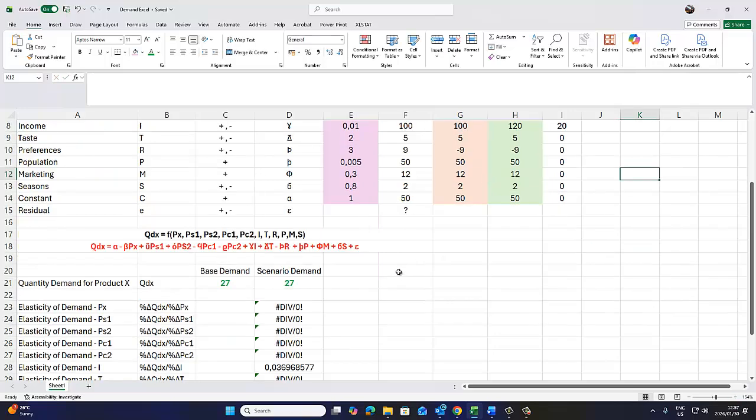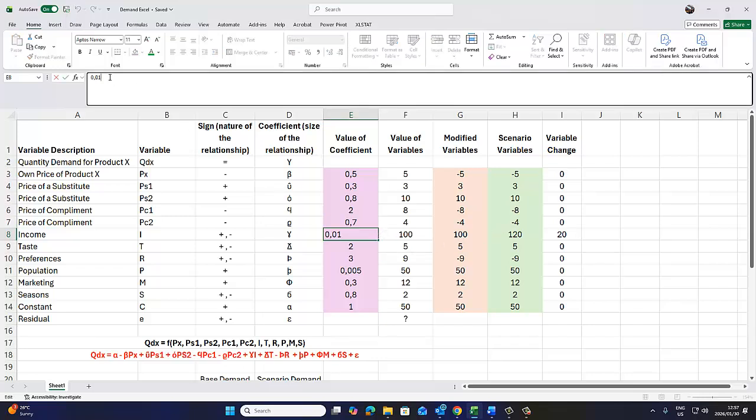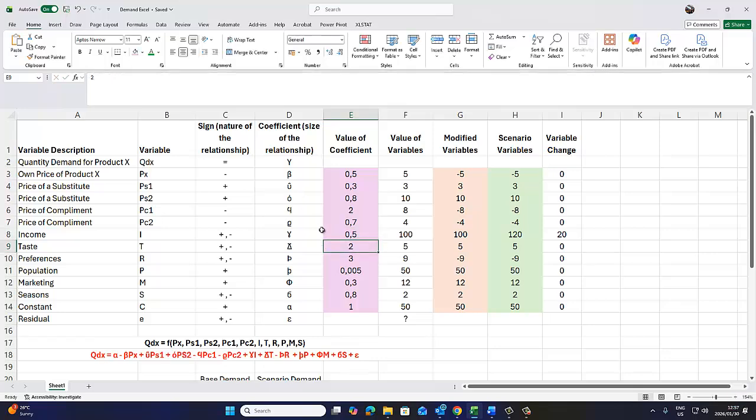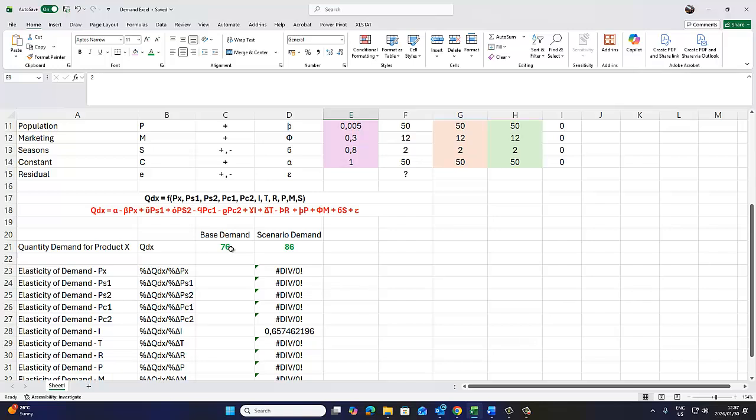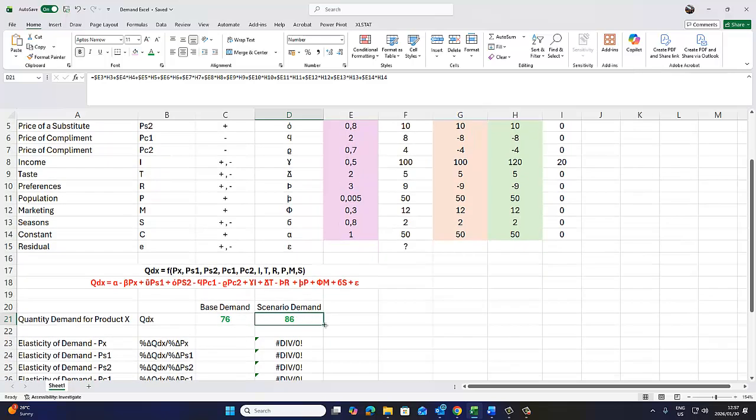Then demand stays exactly the same. Why again? Because this coefficient is so small. So this thing has to increase by a significant amount. Let's make that 0.5. Let's have a look now. Now it increased by 76 to 86, 0.61. So now it increased by 10. So if the income increased by 20, demand increased by 10.